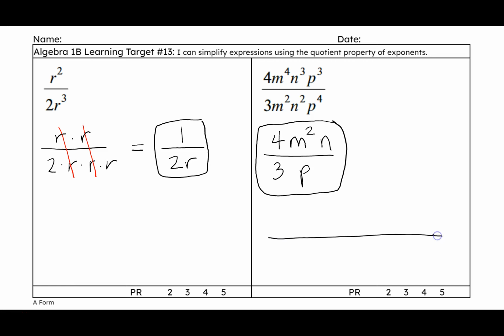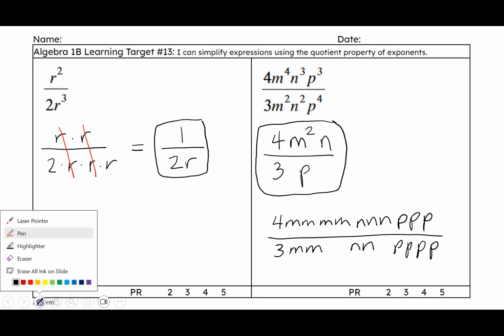Now I'm going to need a big old line. All right, I've got a 4, and then 4 m's: 1, 2, 3, 4. I've got 3 n's and 3 p's. Oh, that wasn't too bad to write out, actually. All right, now I've got a 3 and 2 m's, 2 n's, and 4 p's.